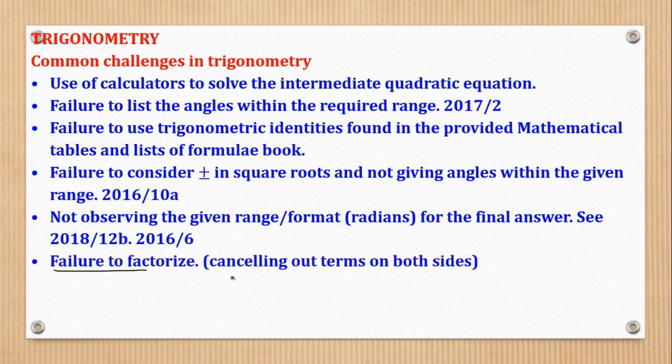And failure to factorize. If they give you, for example, cos x equal to sine x, some students will say this sine and this sine can cancel. The moment you do that, already the marks have gone. What we expect at that point is factorization.